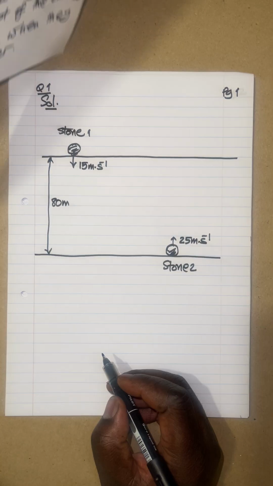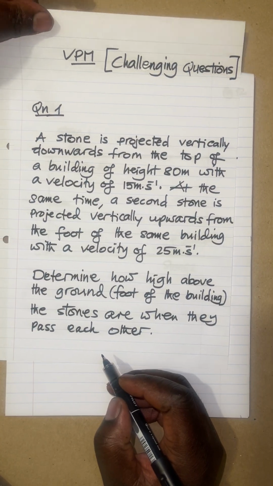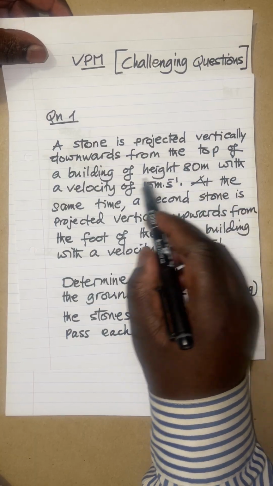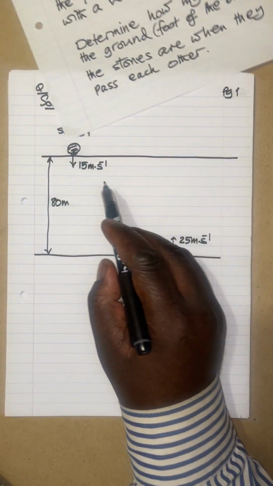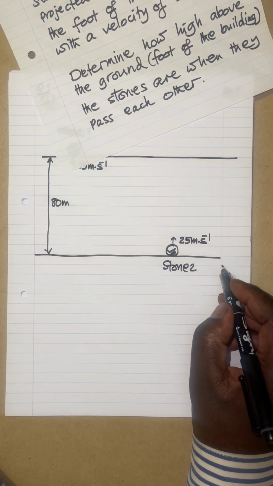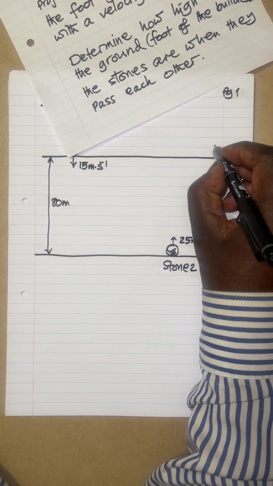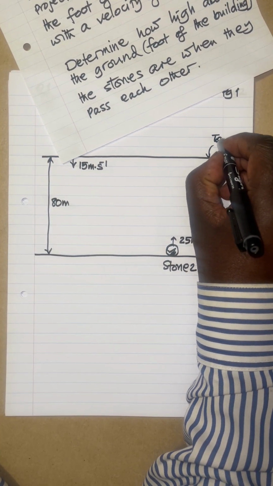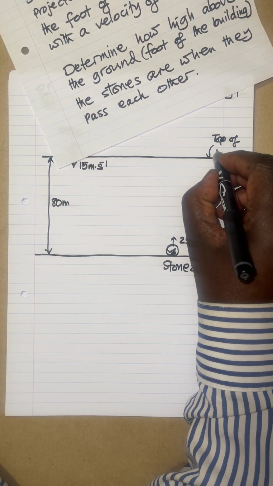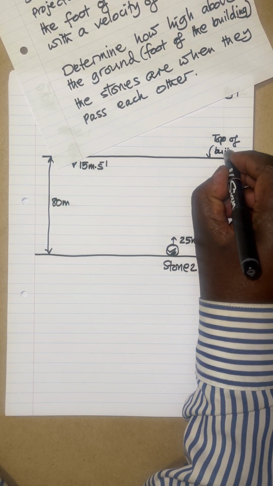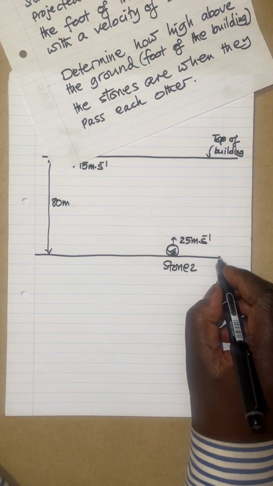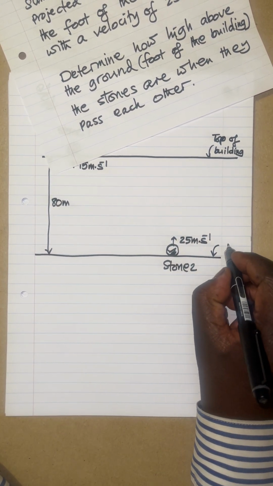Let's just go through the question again. It says a stone is projected vertically downwards from the top of a building of height 80 meters. There it is. So this is top of building level and that's ground. Let me just put it here. Top of building, and let me say that this is ground.